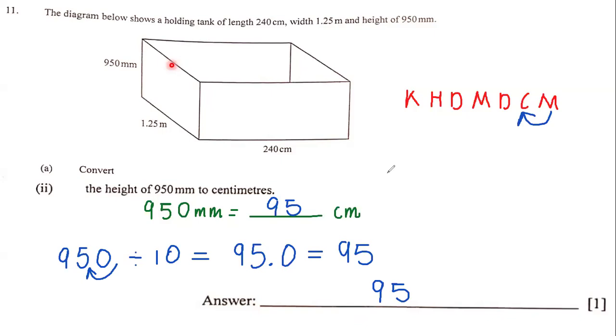So basically, since we move it from millimeters to centimeters, we move it over once to the left. Again, we move it once to the left. That means that we move this decimal point once to the left. So it's going to be 95.0, which is just 95. Okay. Class, is there anyone who does not understand what I'm doing? Let me know if you do not understand.